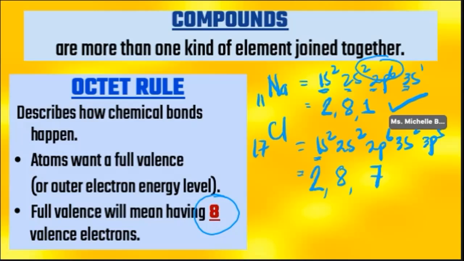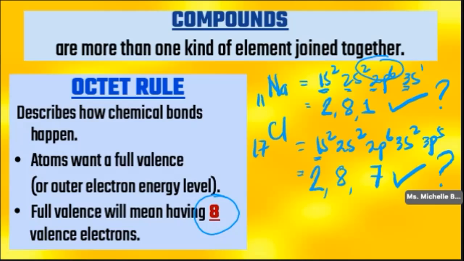Is this full valence? No. What about this? No, it's not. So it should be 8 electrons. Now, if you will be asked how you are going to make it full valence, then they have to combine with another element. When combining, it means grabbing the electrons of one element or giving it.